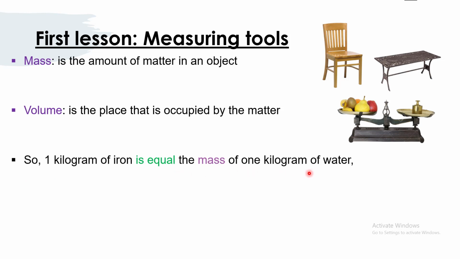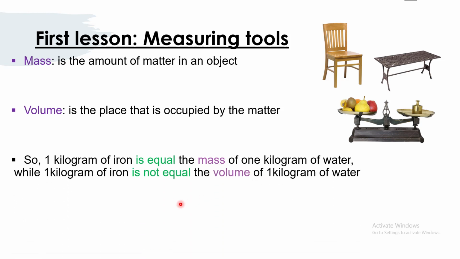But what will be different? The difference here is in the volume. So the volume of 1 kilogram of iron is not equal to the volume of 1 kilogram of water. Why? Because we say that the volume is the space that is occupied by the object.